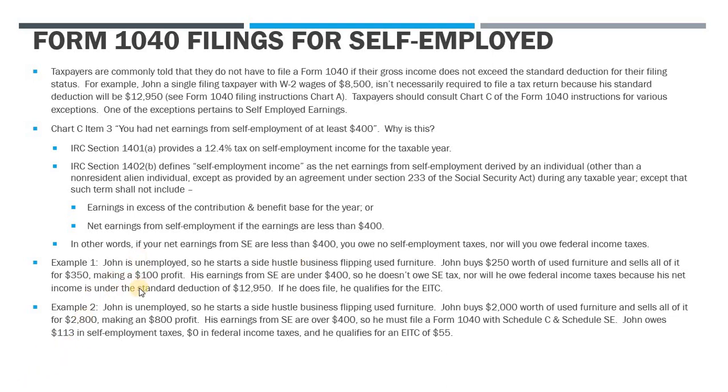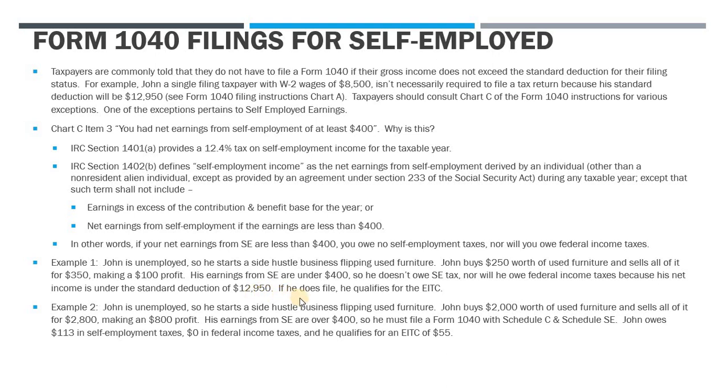Now let's have a look at these two examples here for John, right? So the first one, John is unemployed, so he decides to start a side hustle business, right? He's flipping used furniture. He buys $250 worth of used furniture and sells it for $350, so his profit is $100, okay? Now, his earnings from this activity are under $400, right? So he's not going to owe any self-employment taxes, nor is he going to owe any federal income taxes because, again, the $100 in net income is well below the $12,950 standard deduction.